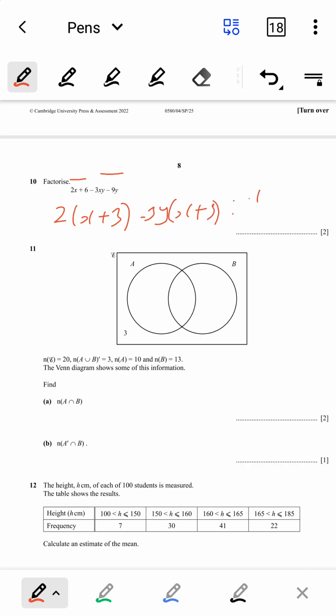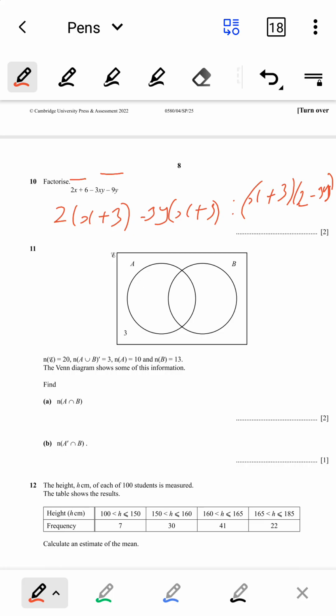Now again you can take x plus 3 common out. You will get 2 minus 3y. So the answer is x plus 3 times 2 minus 3y. So simply you will get 2 marks. Very simple. Step by step, it is very easy.